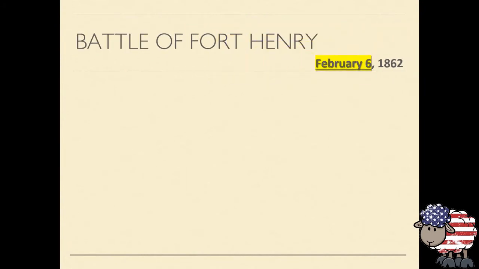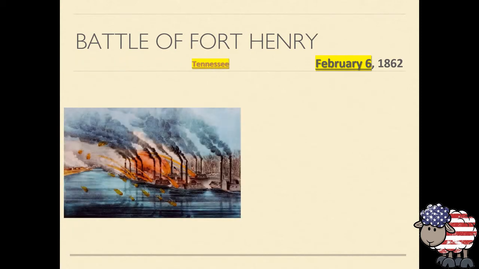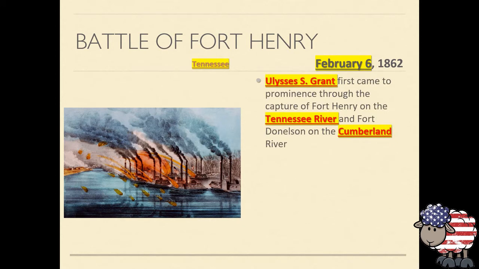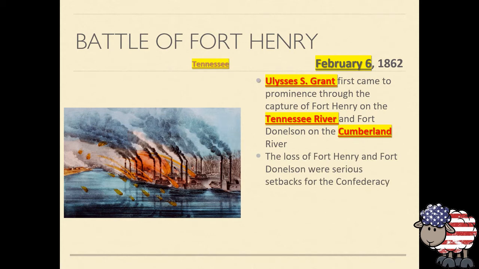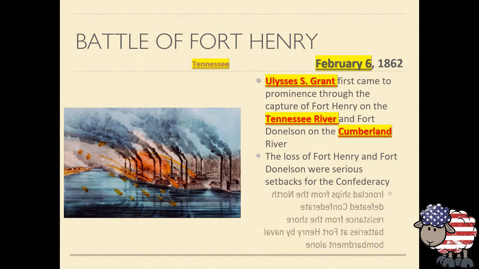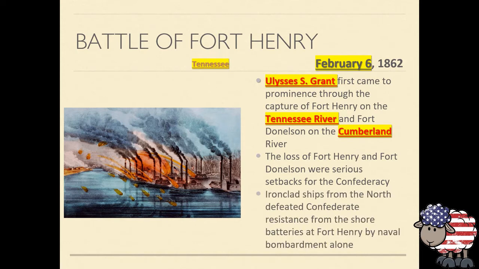Continuing with the battles in the South, the Battle of Fort Henry, February 6, 1862, in Tennessee, took place near the Tennessee River and the Cumberland River. Ulysses S. Grant, this is his first real battle during the United States Civil War, leading the North. The loss of Fort Henry and Fort Donelson were serious setbacks for the Confederacy after those early victories. Ironclad ships from the North defeated Confederate resistance from the shores and at Fort Henry.